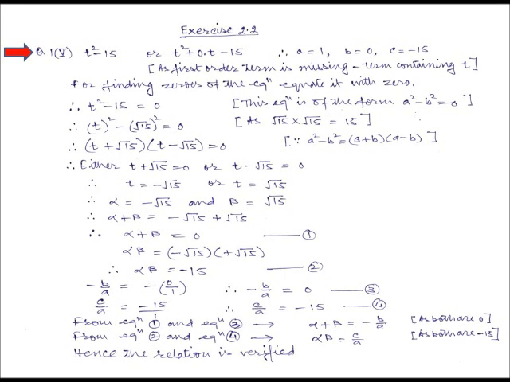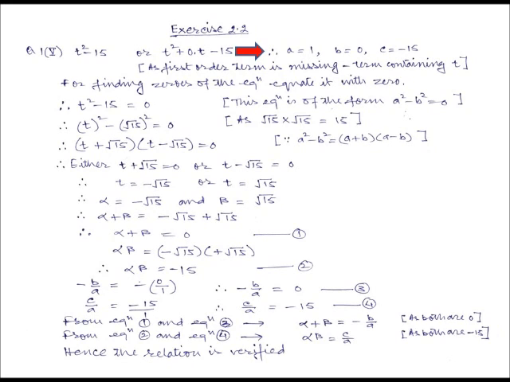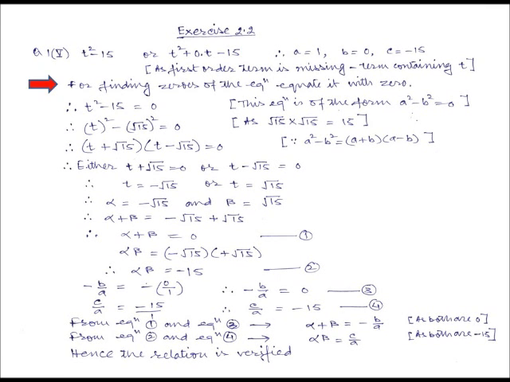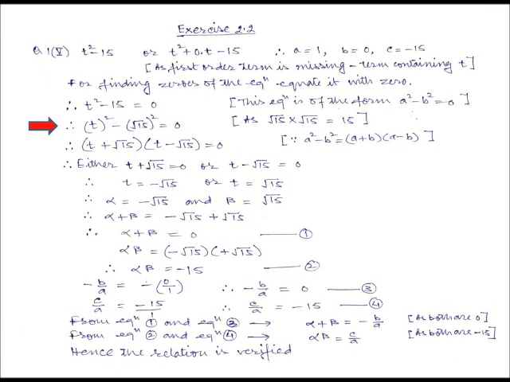Therefore, the coefficients of the equation are a is equal to 1, b is equal to 0, c is equal to minus 15. For finding zeros of the equation, equate it with 0. Therefore, t square minus 15 is equal to 0. This equation is of the form a square minus b square is equal to 0. As under root 15 into under root 15 is equal to 15, we can convert the equation in the form t whole square minus under root 15 whole square is equal to 0.